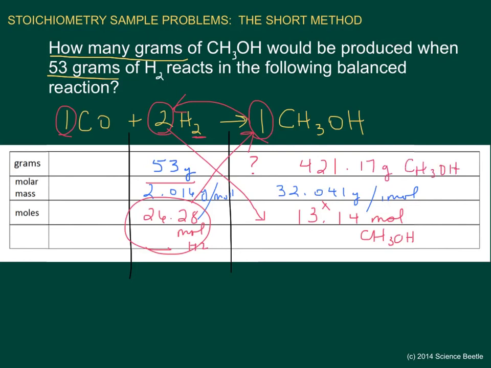And that is how you use the short method to make things a little bit easier. You're always welcome to use the long method if you like, but the short method is a lot faster, and it's going to get you to the answer a lot quicker, correctly, most of the time.